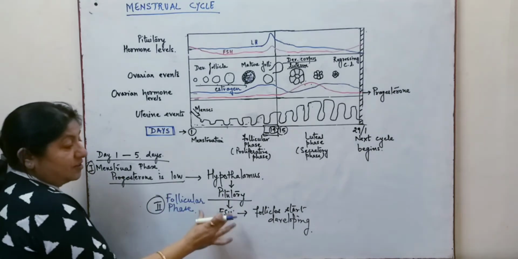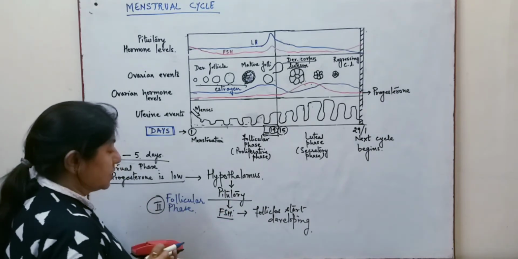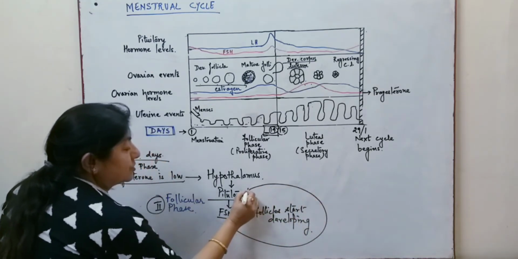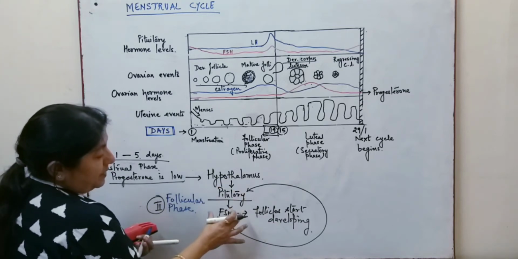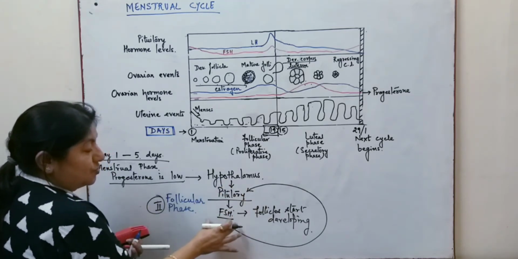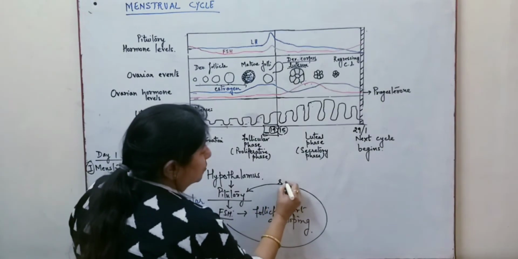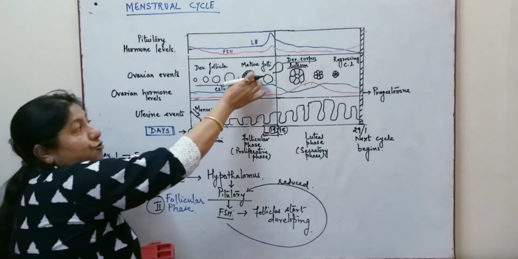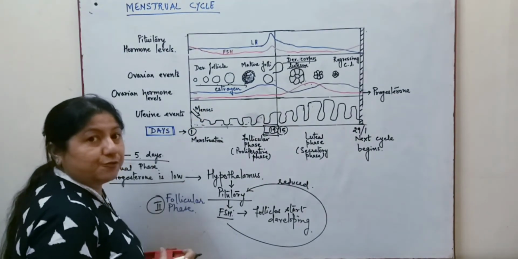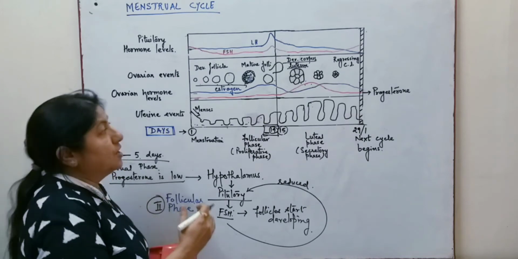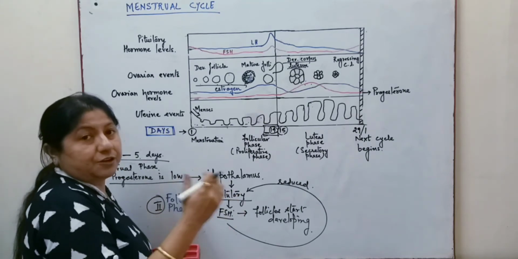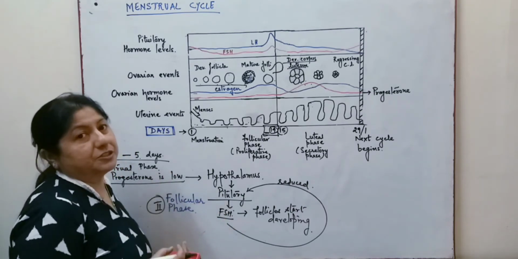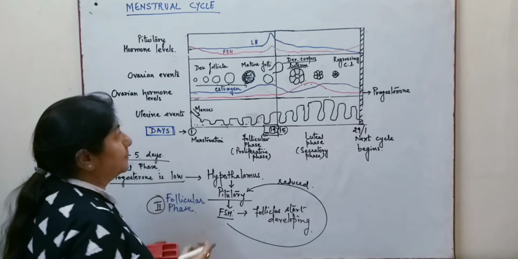Now the increased concentration of the FSH again goes to the pituitary, the information feedback mechanism, and the secretion of FSH is reduced. It is reduced because already one mature ova is being produced under the influence of FSH, and there is no need for other ova to get mature, because remember only one ova matures in one cycle.